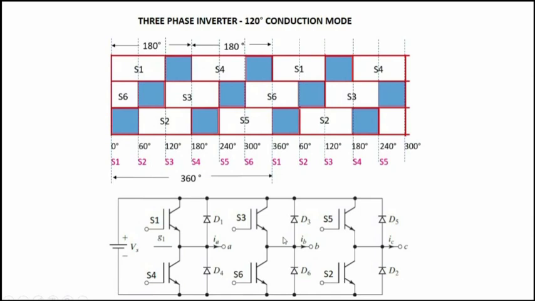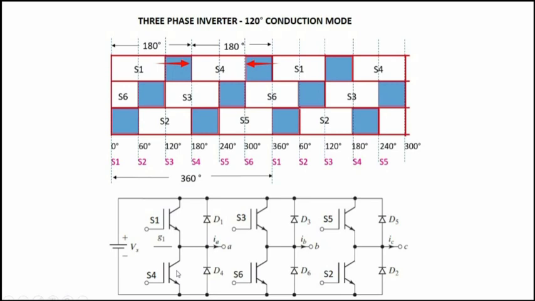Now let's see the operation of three-phase inverter in 120 degree conduction mode. Here at any instant, any particular switch will be conducting for 120 degree time period only. That is, if switch S1 is triggered, this will be conducting for 120 degree time period only. After 120 degree time period, this will be turned off. Switch S4 which is present in the same branch will be triggered after 180 degree time period only. So once it is triggered, this will be conducting for 120 degree time period, that is till 300 degree time period.